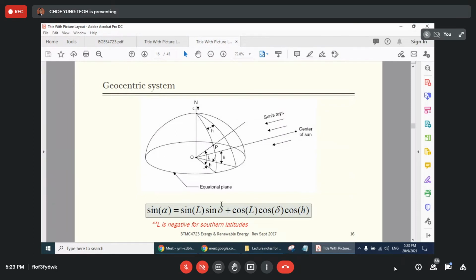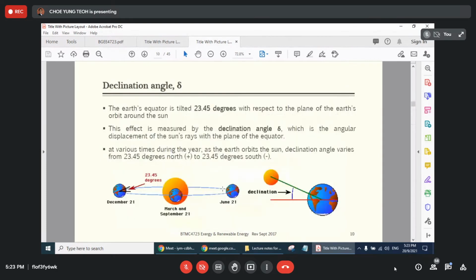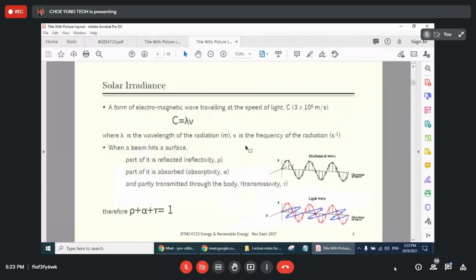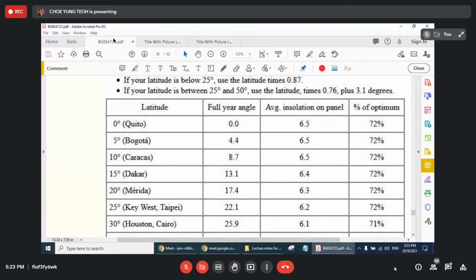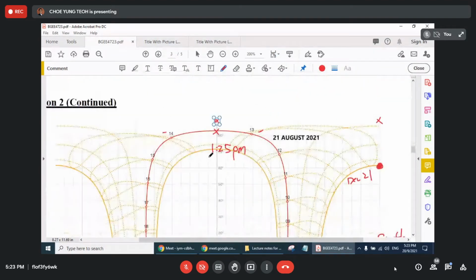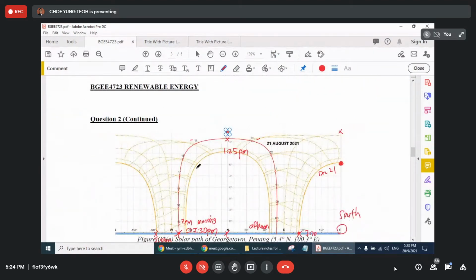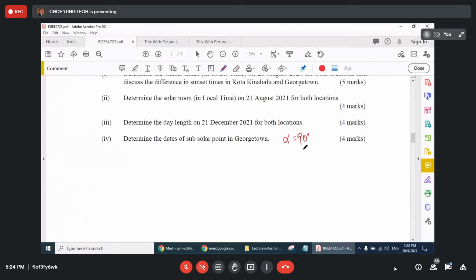Find the delta. Once you have the delta, you can go into the equation for delta to find the date. So if you know the date, then you already know when is the date you have the sub-solar point at Georgetown. Okay, this one definitely you have to use the equation because the graph here does not have enough information. Okay, so here you find the sub-solar point for Georgetown only, no need to find for Kota Kinabalu.